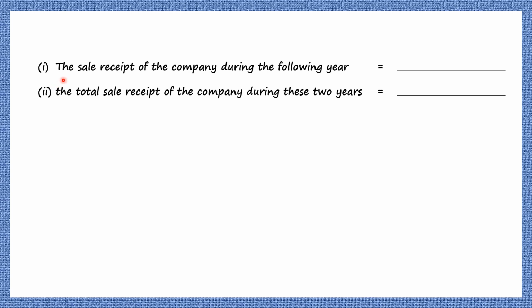So now let's write the final answer. The sale receipt of the company during the following year was, this is what we found out first, now write the unit, rupees 75 lakh 88,870. The second question was, what is the total sale receipt of the company during these 2 years? And that also we found out to be 1 crore 59 lakh 62,410 rupees.